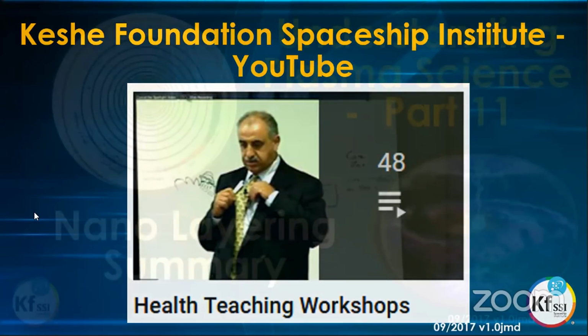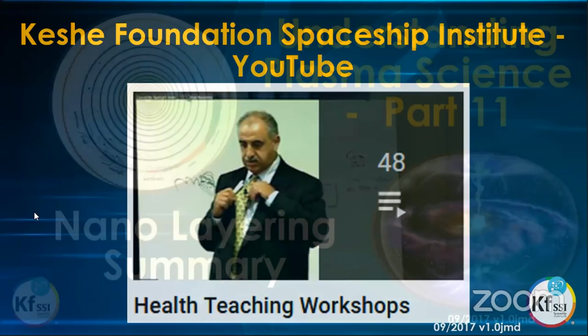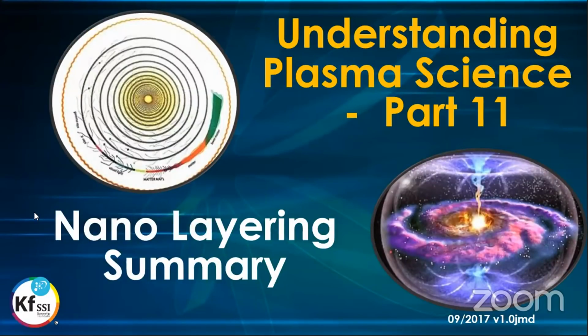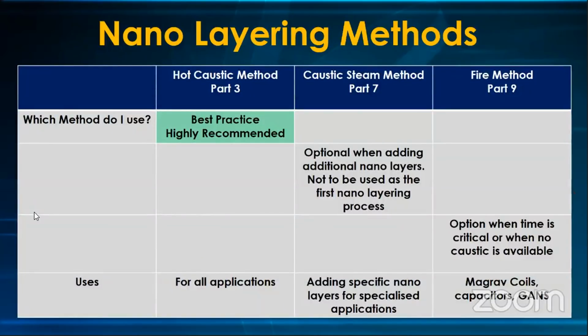I'm just going to give a little summary of what we've been through on the nano layering. We did the hot caustic method in part 3, the steam method in part 7, and the fire method in part 9. We recommend the hot caustic method as the best practice and highly recommended. It does take a long time, but to get the best results, that's the practice we recommend, and it can be used for all applications.